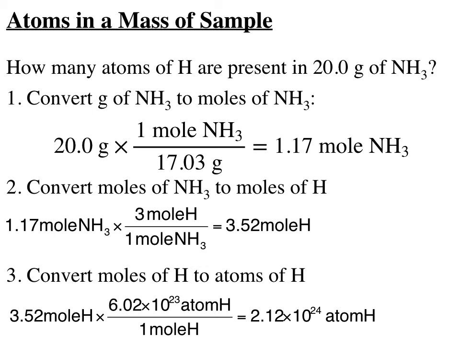Now that I know the moles of hydrogen, I can convert those into atoms of hydrogen by multiplying by Avogadro's number. How did I know to multiply by Avogadro's number? I'm trying to eliminate the mole of H unit and end up with an atom of H unit, so Avogadro's number is lined up accordingly. So the moles are now gone, I end up in atoms, and I find 2.12 times 10 to the 24 atoms of H. Again, this could all be done in one individual step, where you line all 3 conversion factors up at once, or it can be done individually as I show on this slide.